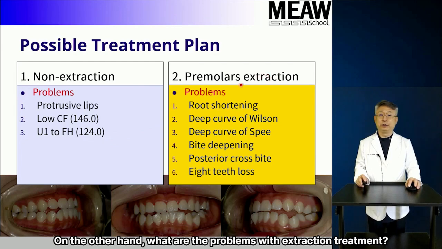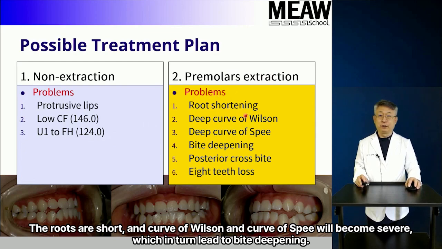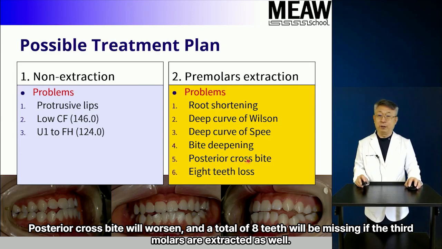On the other hand, what are the problems with extraction treatment? The roots are short, and curve of Wilson and curve of Spee will become severe, which in turn leads to bite deepening. Posterior cross bite will worsen, and a total of 8 teeth will be missing if the third molars are extracted as well.